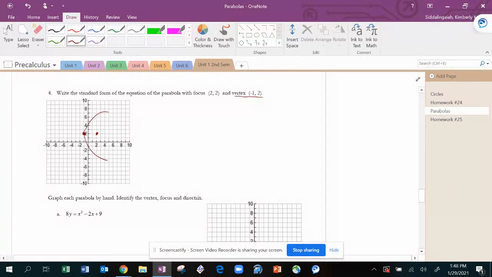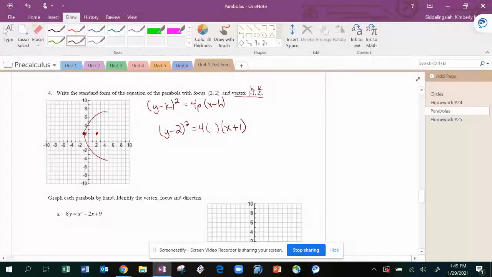Okay, so what information does that tell me? Well, if I'm thinking about what form to use, I can see that this opens to the right. So I'm thinking of the form where it's y minus k squared equals 4p times x minus h. So I can fill in my h and k. So this is going to be y minus 2 squared equals 4 times some number times x plus 1.